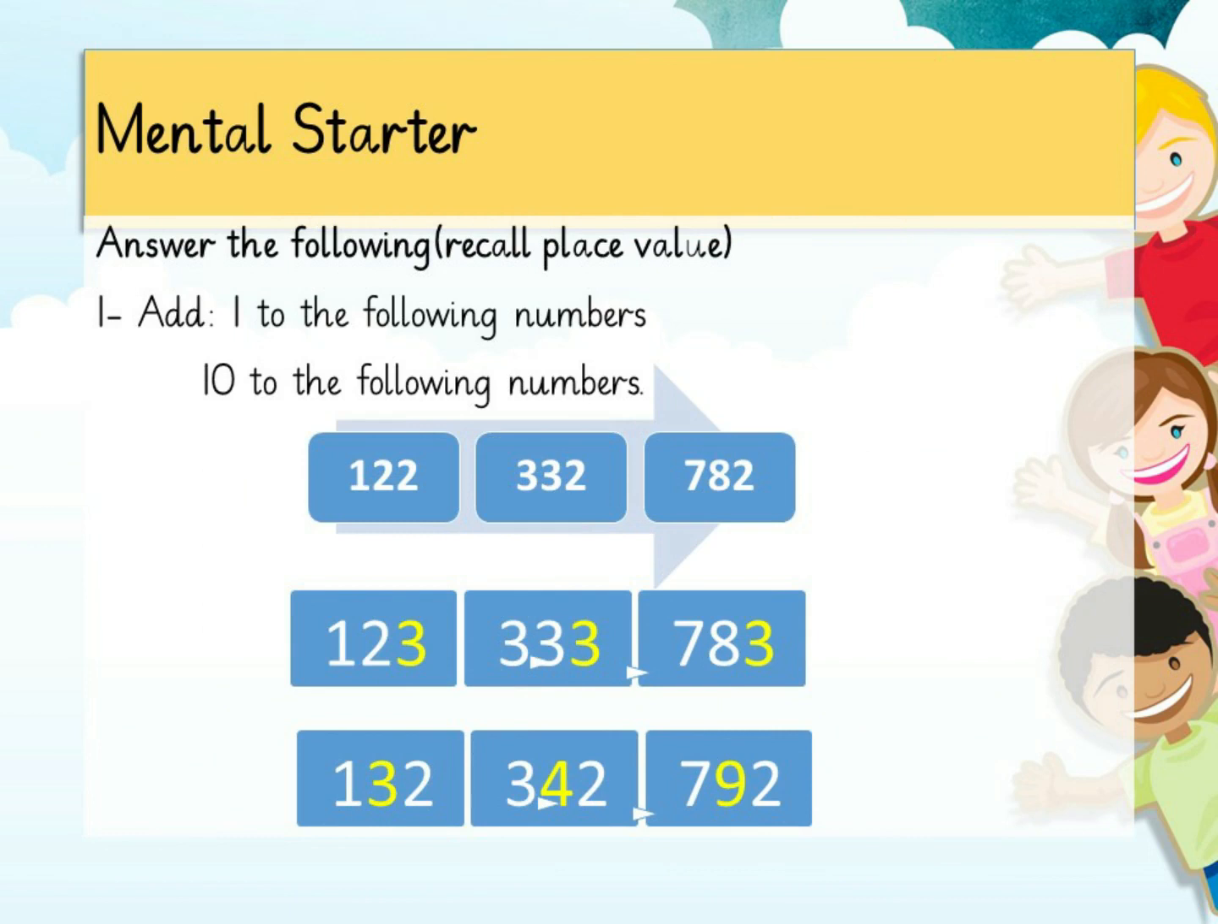Let's move towards the next part of the lesson, main activity. Children, a set of numbers is given to you over here, 122, 332 and 782. What you need to do, you have to add 1 to the given set of numbers and then you will add 10 to the given set of numbers.